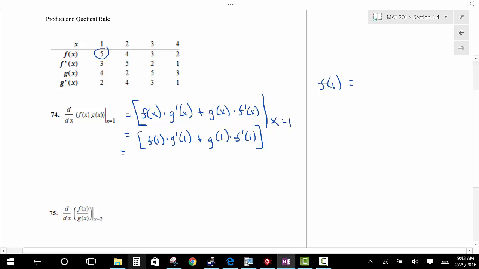Okay, sorry, I can't hear good. Okay, so that's 5. What's g prime of 1? 2. Okay, so we're going to have in here, f of 1 is 5. G prime of 1 is 2. Okay, what is g of 1? 4. Okay, so that's going to be 4. And what is f prime of 1? 3. Okay, so then to work this out, you would have 10 plus 12, so that would be 22.